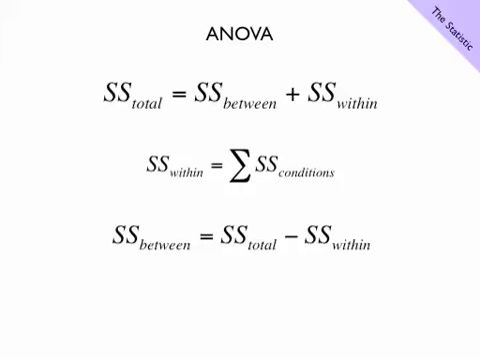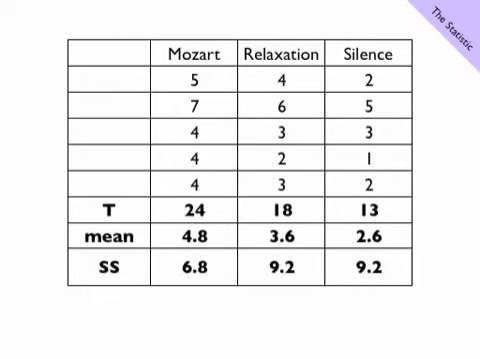All right. The within treatments sum of squares is simply equal to the sum of each condition's sum of squares, and I've calculated those in this data set right here. So what I've done is I've subtracted the mean from each one of the scores in the Mozart condition. So the mean's 4.8, 5 minus 4.8, 7 minus 4.8, 4 minus 4.8, 4 minus 4.8, do it a third time, and then for each one of those we squared those deviations and then summed them all up.